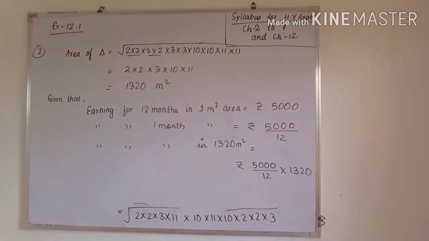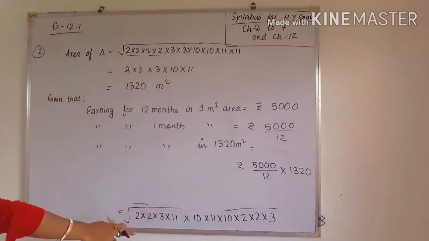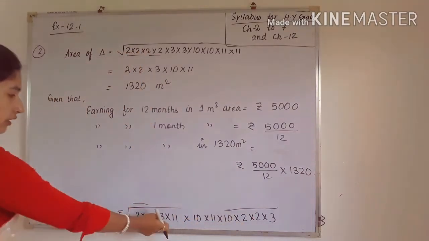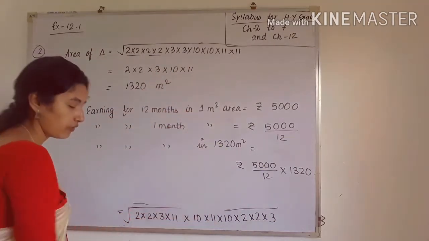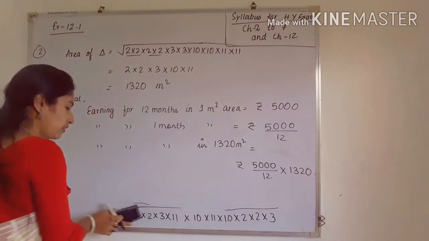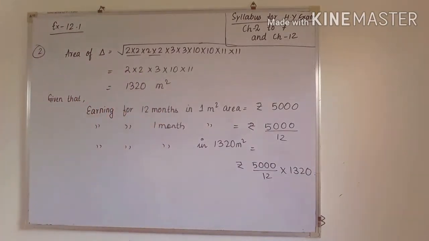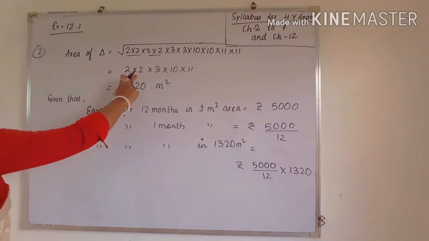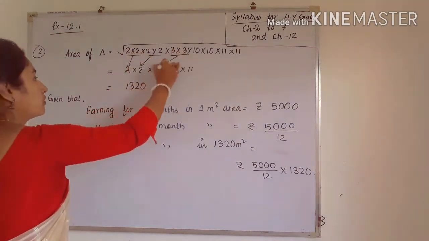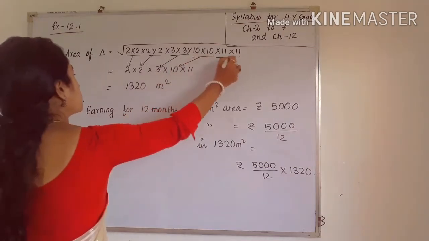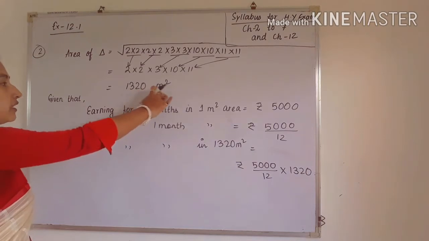So see the next step. After this I have written here, see, I have collected all the 2s. There are 4 number of 2s, 1, 2, 3, 4, and there are 2 number of 3s, and 2 number of 10s, and 2 number of 11s. So now we can pair all the 2s and 3s and 10s and 11s. Finally this will be 1, 2, this will be taken outside, and this also 3, then from this one 10, from this one 11. So finally we got the area of the triangle as 1320 meter square.